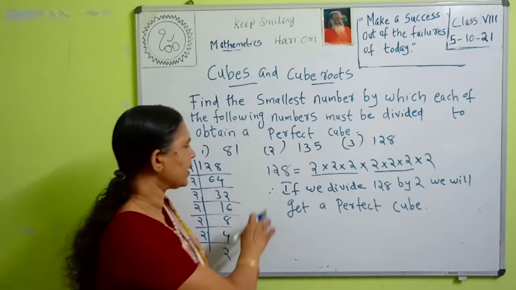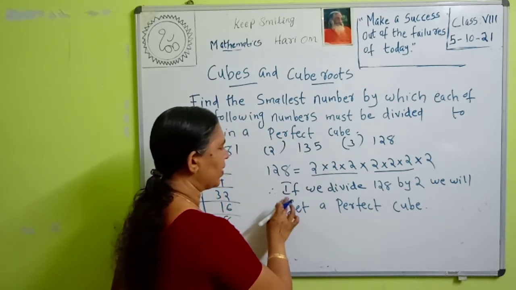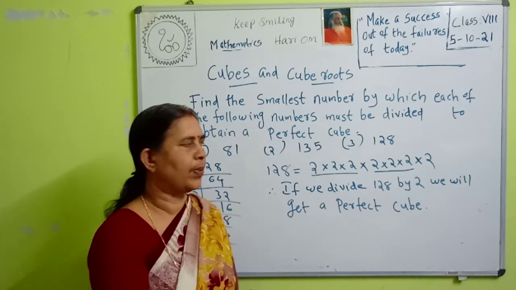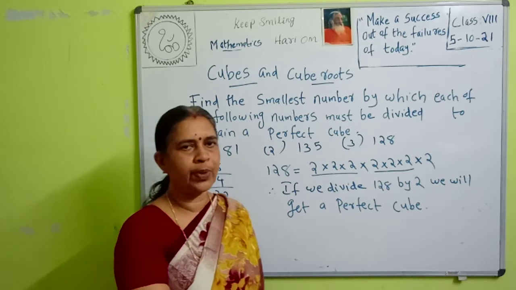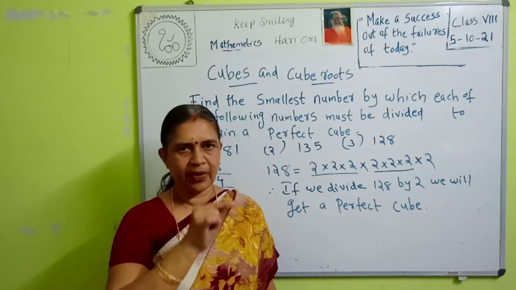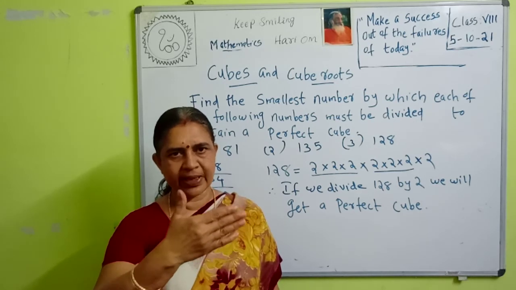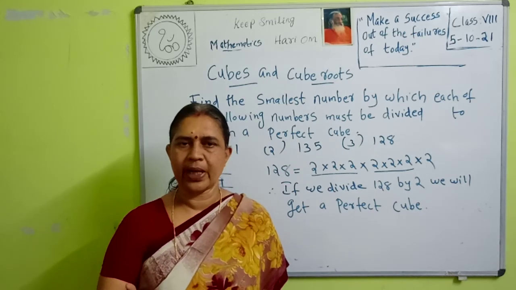So the smallest number by which 128 is to be divided is 2. If we divide 128 by 2, we will get a perfect cube. Okay, remember it. To find whether a number is a perfect cube, you do the prime factorization of the number, and if we can write the factors in triplet form, then that number is a perfect cube. Otherwise, it is not a perfect cube.